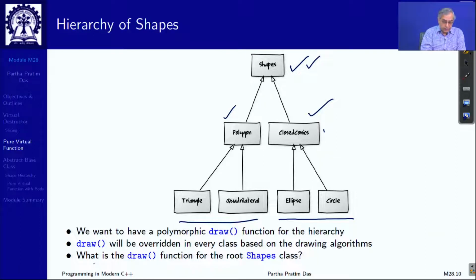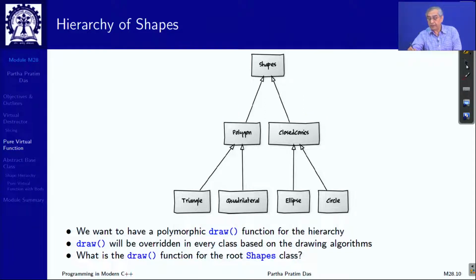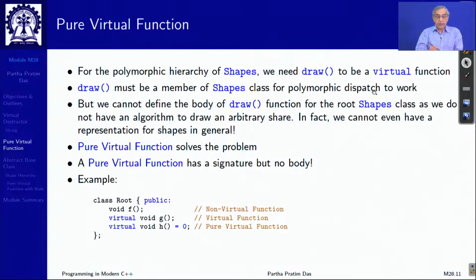Now, the question here is, what is the draw function of the root class shape? Do we know that? Can we write that function ever? The problem is, the root class, the shape class, needs to have the draw function, so that it can be properly dispatched along the hierarchy.